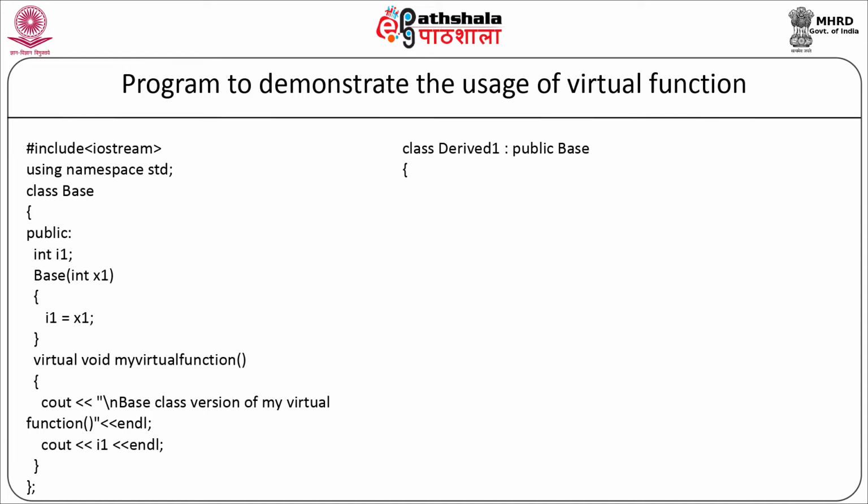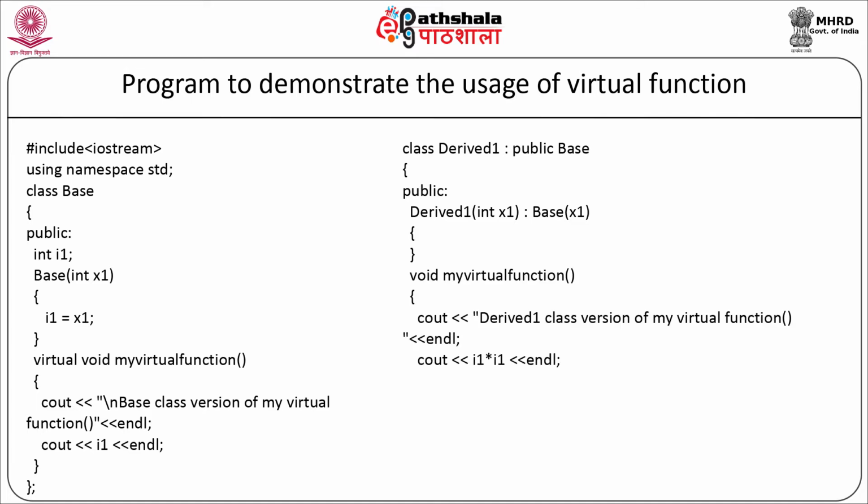Now we will declare our derived 1 class as class derived 1 colon public base. Now here in a public section we will write the constructor as derived 1(integer x1) : base(x1). So we are accepting the parameter and we are passing it to the base class constructor, with opening and closing brackets. Now we are going to write the function as void my_virtual_function(). We are going to display the message inside this function as cout "derived 1 class version of my virtual function" endl, cout I1 * I1, end of my virtual function and end of the class declaration.